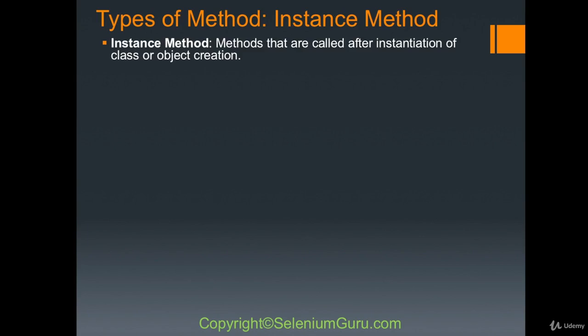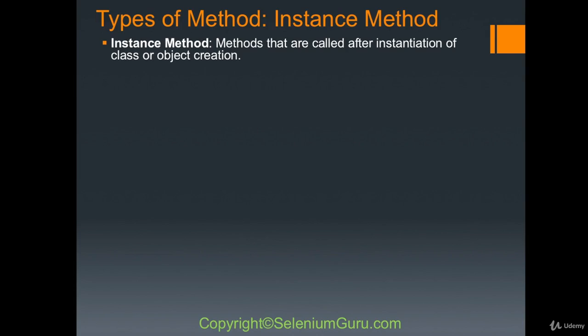Instance methods are basically methods that are called after instantiation of a class or object creation. That seems a little confusing, right? What is instantiation of a class or object creation then? Well, let's say that, for instance, you have a class called Student, right? And a student has all the methods that give you the name of the student, grades, and what courses he has taken, and so on, right? What is his address, and so on.